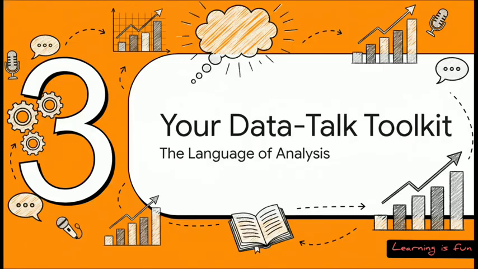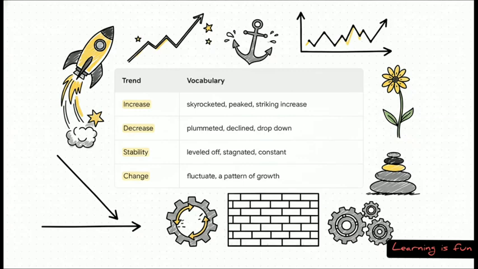Okay, so now you've got the structure, but what words do you actually use? I mean, knowing the formula is one thing, but having the right vocabulary is what really makes your analysis pop. So let's build your data talk toolkit. Instead of just saying it went up, how much better does it sound to say sales skyrocketed or peaked?